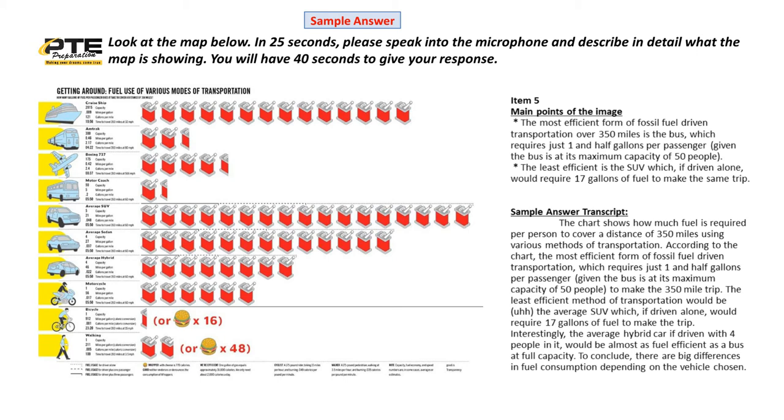Interestingly, the average hybrid car, if driven with four people in it, would be almost as fuel efficient as a bus at full capacity. To conclude, there are big differences in fuel consumption depending on the vehicle chosen.